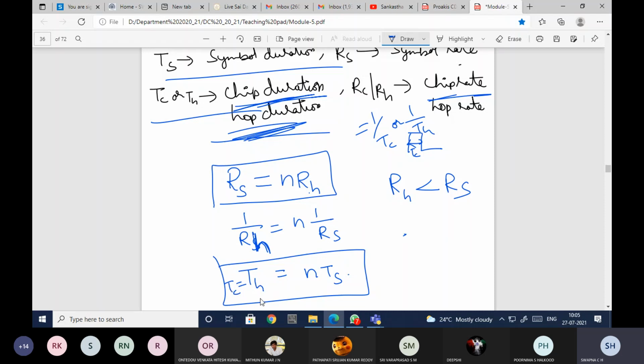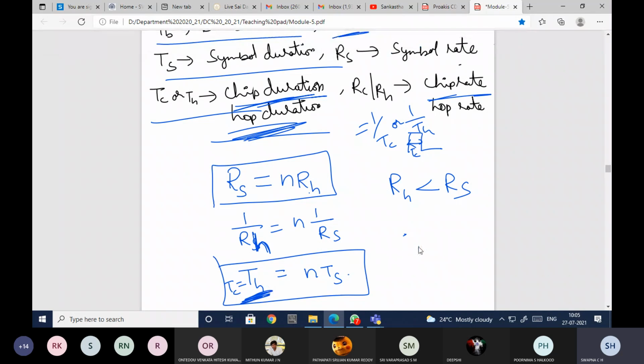Here I will be able to say that in one hop, let me consider one hop, in the sense of one shift from one frequency to the other frequency, I am able to transmit this many symbols. In one hop, I am able to transmit this many symbols. So here the hop rate is less than the symbol rate. That is why this is said to be the slow frequency hop spread spectrum.